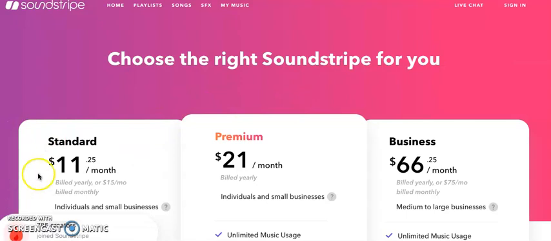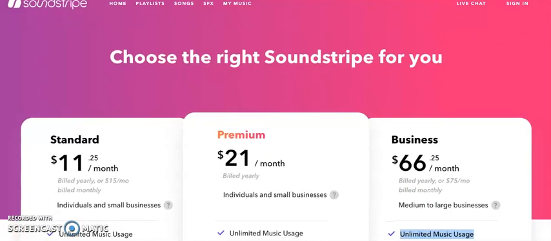It is $11, which is a standard price, and you have premium, which a lot of people like to go with. Some of my coworkers are using the premium. And then there is the $66.25 a month for your business. Now, these are monthly. You can switch it over to yearly, and it will give you a different price. So do keep that in mind.